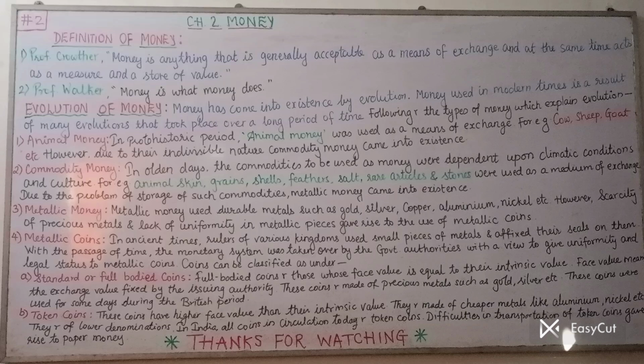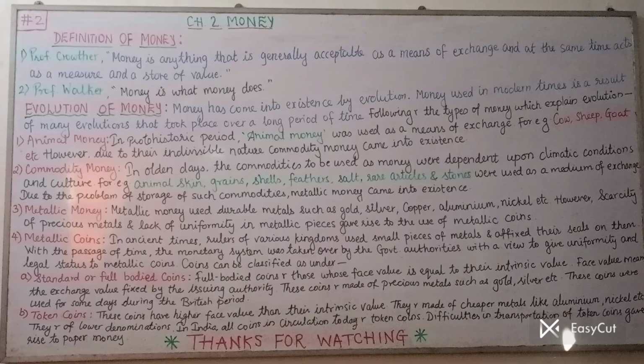Number one, animal money, in the proto-historic period. Here you may find the word proto-historic difficult. Proto-historic means a transitional period, a period of change from the prehistory to the history period. In the prehistory people were illiterate, they were not keeping any information or records of anything. From the prehistory we shifted towards the history period, where people started keeping records and information. That transitional phase is called the proto-historic period. I hope you got the meaning.